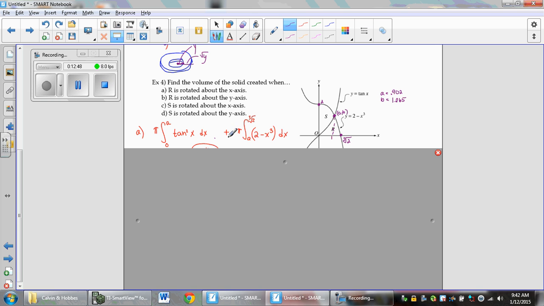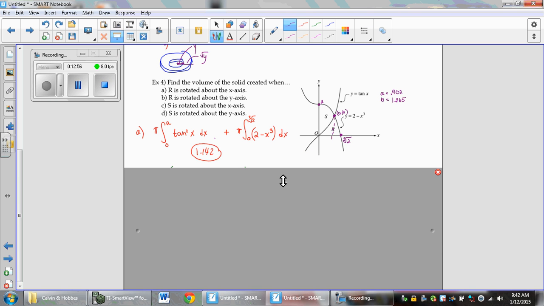This is not a washer problem. This is actually a disk problem. There is no hole because R is flush with the x-axis. So if I spin R around the x-axis, I get 1.142 as an answer. Now, if I then take R and spin it around the y-axis, I do have a hole. This area right here ends up making a hole.